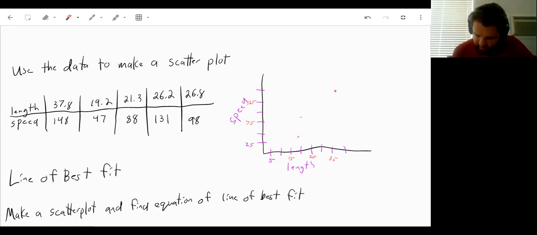At 26.2, we'll be up at 131. And at 26.8, we'll be up at 98.